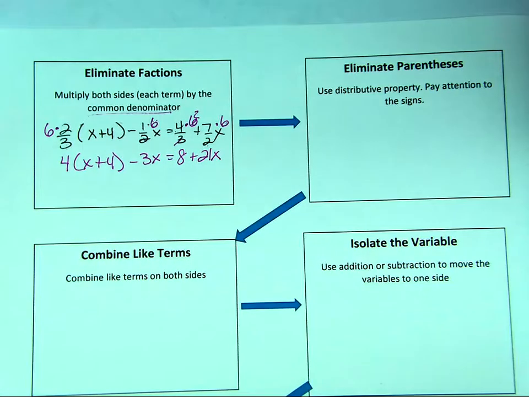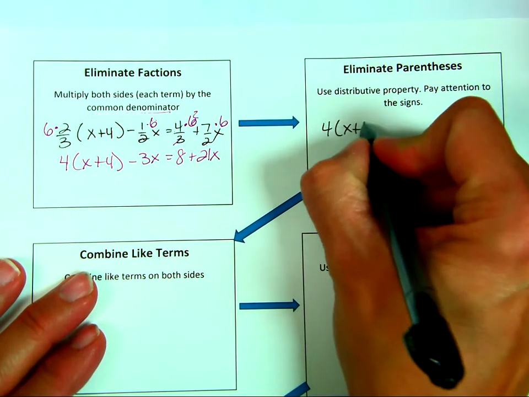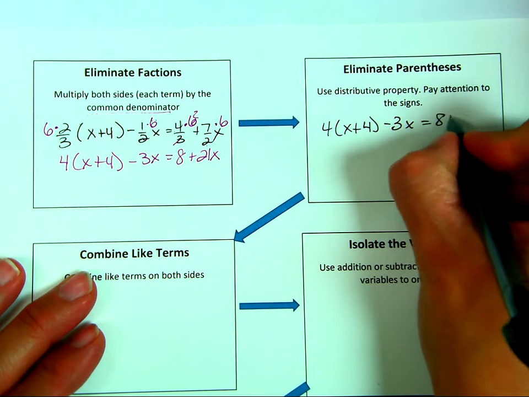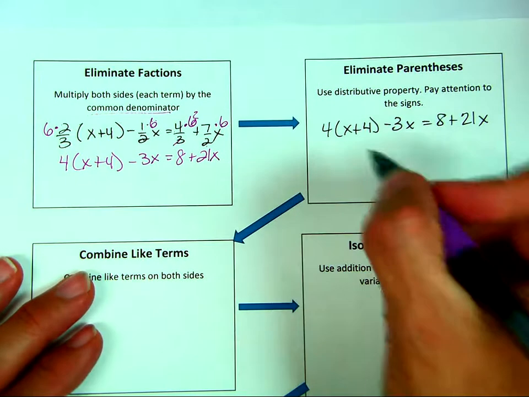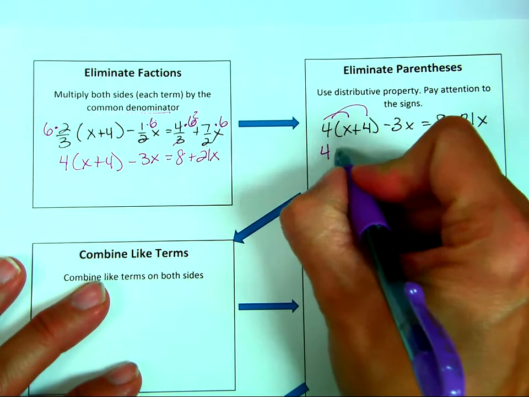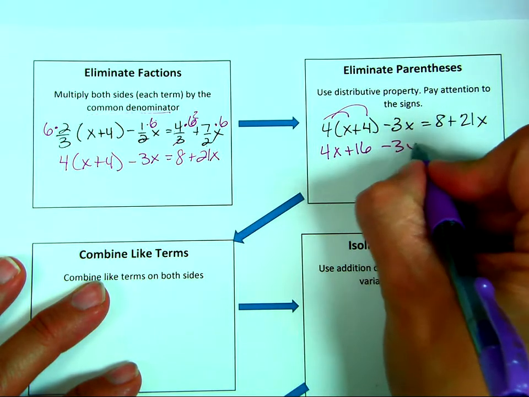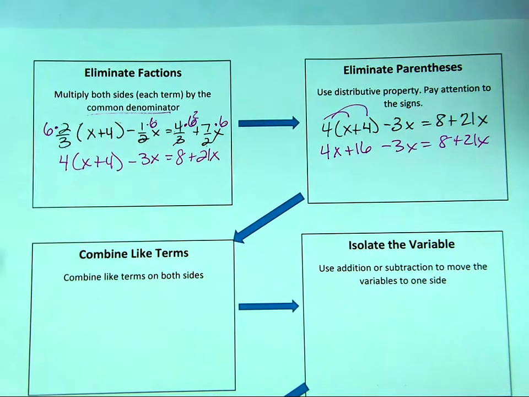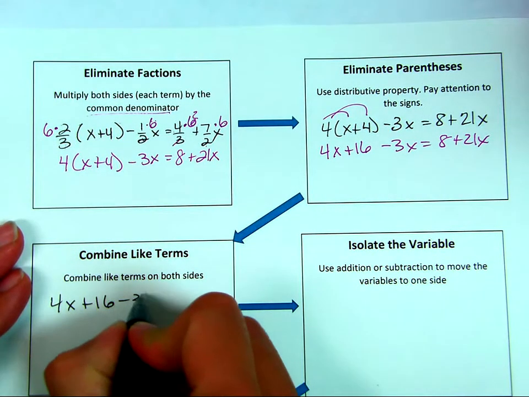Okay, so that's our equation. We're going to bring that over here and put it in each step. If you write it down like this, it'll be nice to have next to you when you're solving an equation, because you can look at each step and what was happening. So now we need to use our distributive property. Remember, you have to multiply both things. So you get 4x plus 16 minus 3x equals 8 plus 21x. And now I'm going to bring that down and show you how we need to combine like terms.